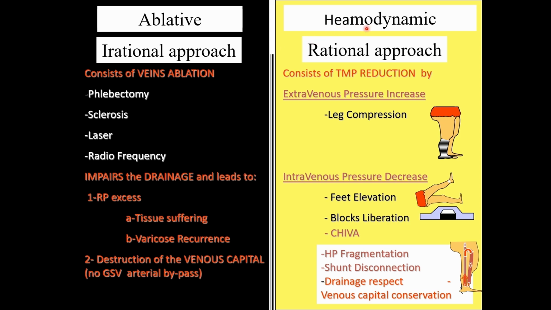Instead of that, the hemodynamic approach, which is rational, consists in TMP reduction by extravenous pressure increase, leg compression, intravenous pressure decrease, feet elevation, block liberation, and Shiva, which is hydrostatic pressure fragmentation, shunt disconnection, drainage respect, and venous capital conservation.